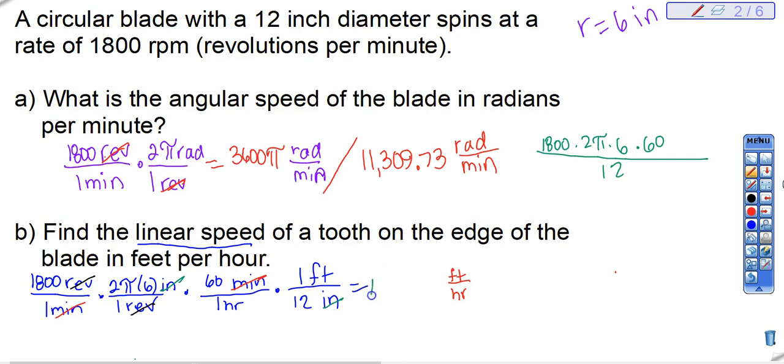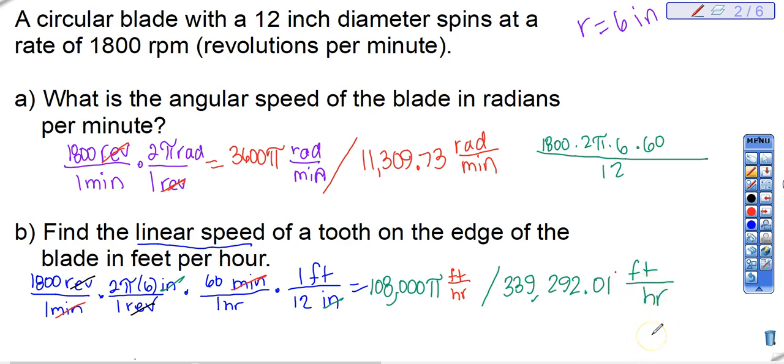108,000 pi feet per hour. Well, we don't usually measure linear speed in pi, right? So let's convert that. Hit your conversion button. 339,292.01 feet per hour.